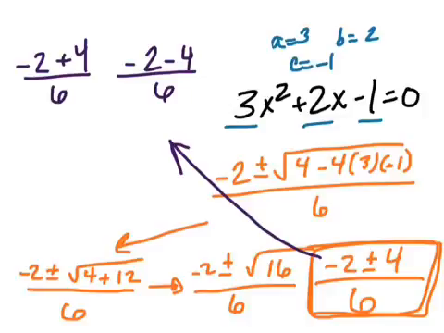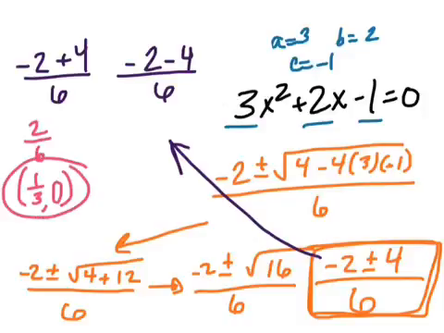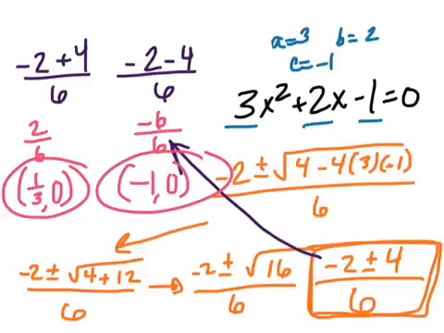So negative 2 plus 4, that is going to be 2 over 6, which is 1/3. So one of our solutions is going to be 1/3, 0. That's the coordinate, because it's on the x-axis. That's why the other coordinate is 0. Negative 2 minus 4, that's negative 6 over 6, which is negative 1. So our other solution, our other x-intercept, is negative 1, 0.